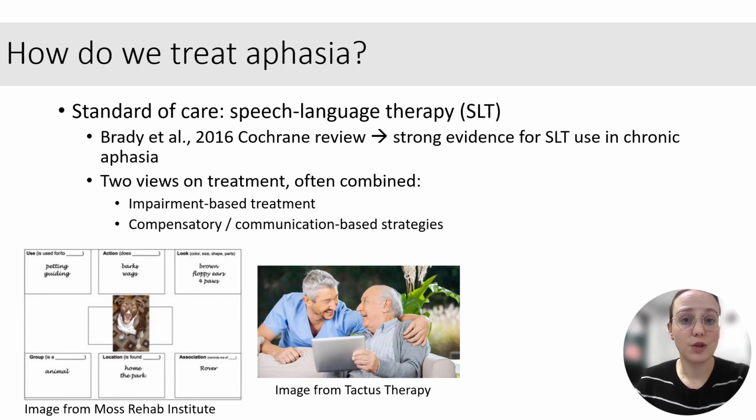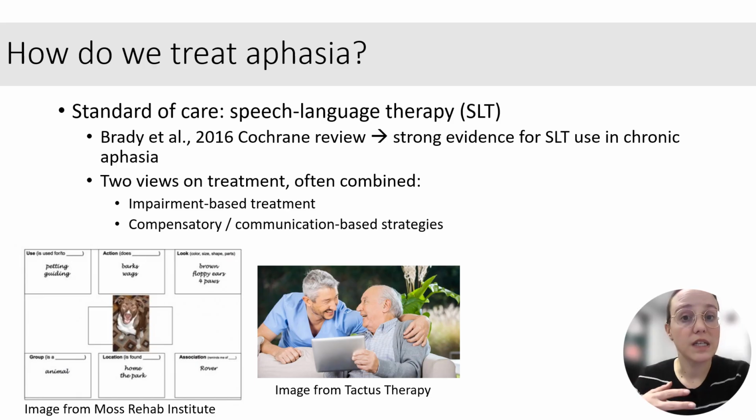Right now, the gold standard for treating aphasia is speech-language therapy. This was recently evaluated in a systematic review in 2016, which you can see cited at the top there, which evaluated speech therapy versus no therapy and found that speech therapy was very helpful for improving language in chronic aphasia, so individuals who have had aphasia for at least 6 months.